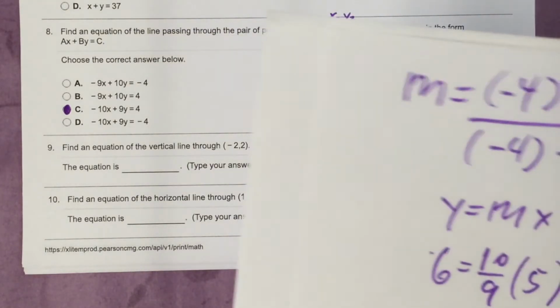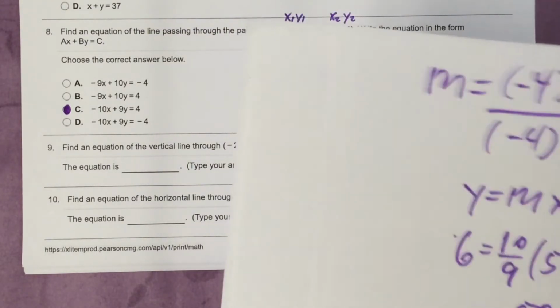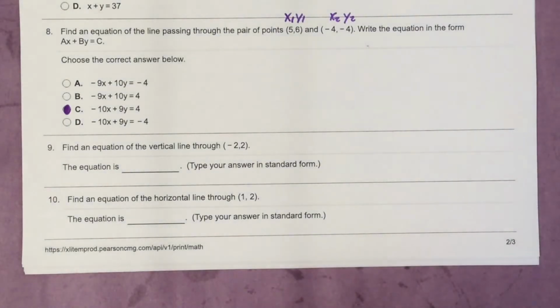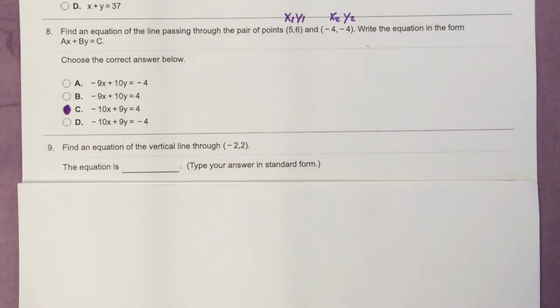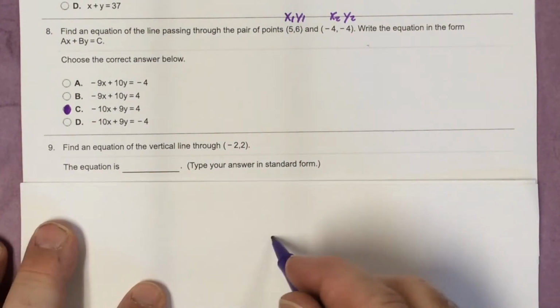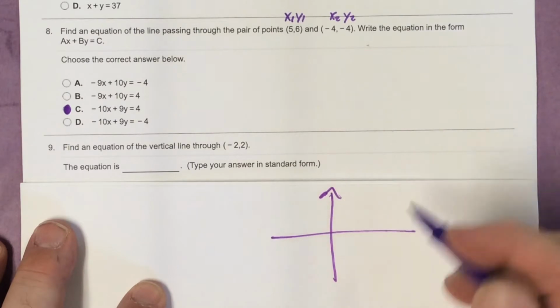Let's take a look at question 9 and see how this maps out. This one ties into other things we learned before. We want the equation of a vertical line that passes through the point negative 2, 2. Let's draw a quick illustration of what that looks like.